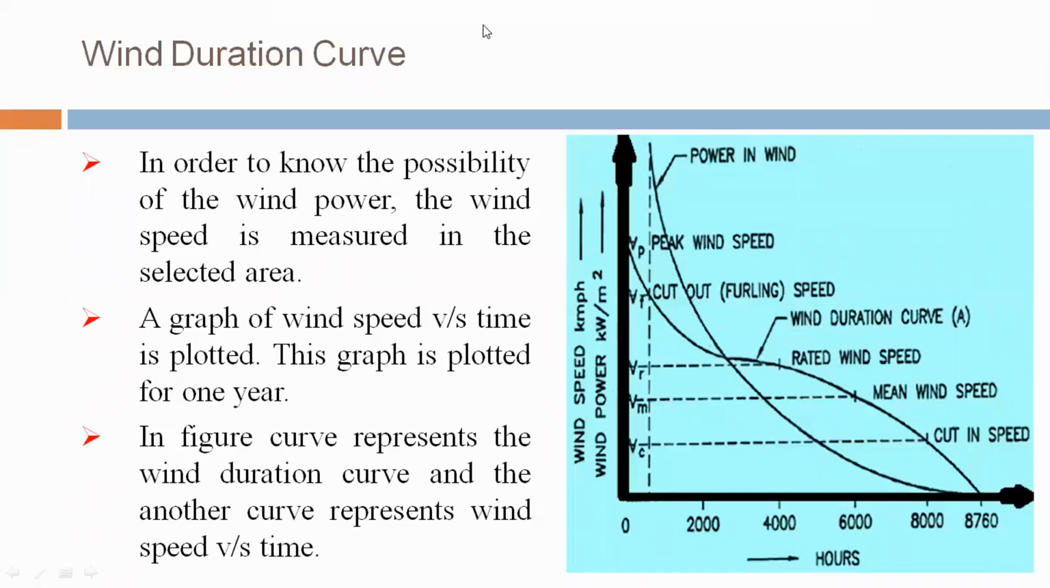Wind duration curve. In order to know the possibility of the wind power, the wind speed is measured in the selected area. A graph of wind speed versus time is plotted. This graph is plotted for 1 year.